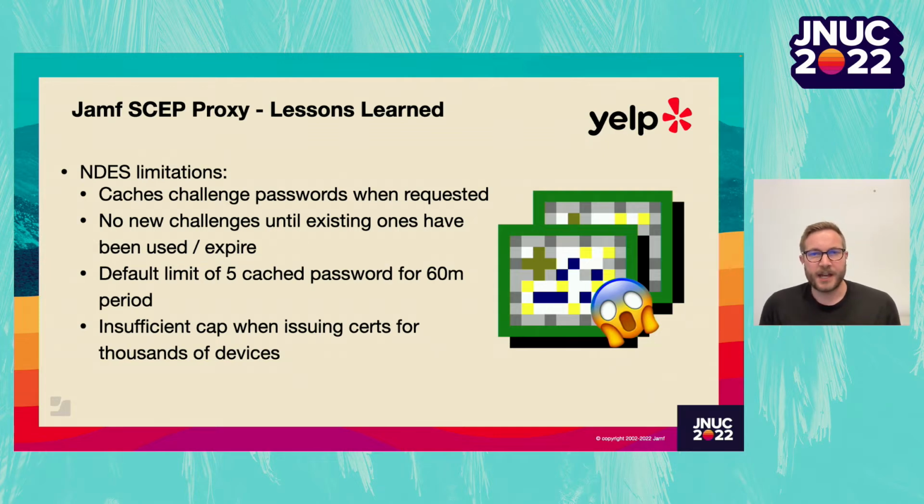NDES caches challenge passwords at the time devices make their certificate requests. The default configuration also only allows for 5 cached passwords for each 60-minute period. It would not give out any new challenges until the existing ones had been used or timed out. If a device attempts to perform another certificate request before the 5 cached challenge passwords have been cleared, NDES throws an error and no cert is delivered.